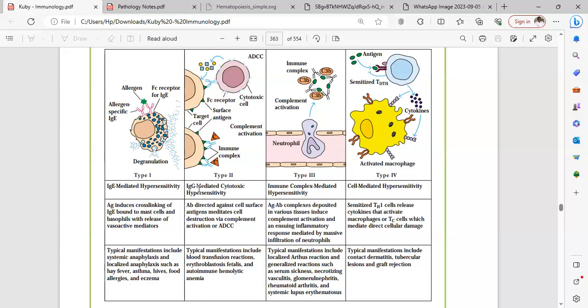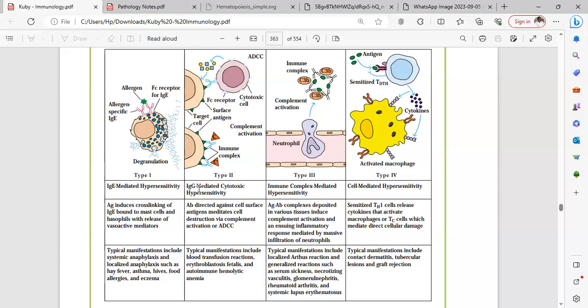So just atopy, that term atopy simply refers to a predisposition to have this type 1 reaction. So asthma, allergic rhinitis, eczema, conjunctivitis and food allergy, those are atopic conditions. Those are the 5 atopic conditions or the 5 allergies.